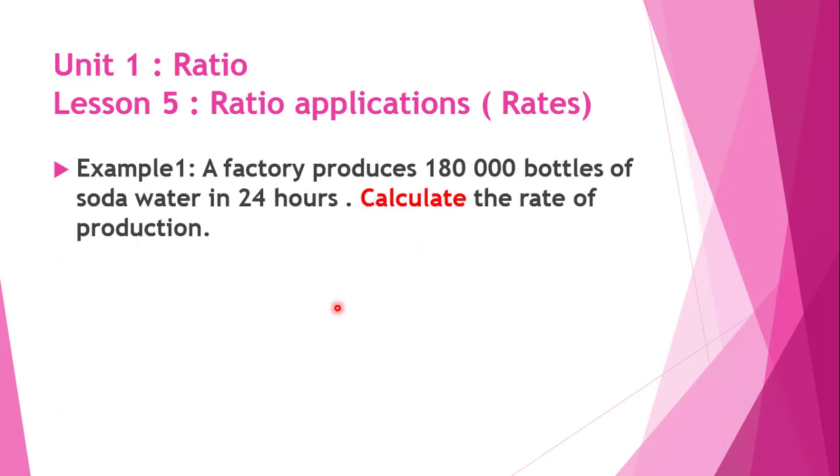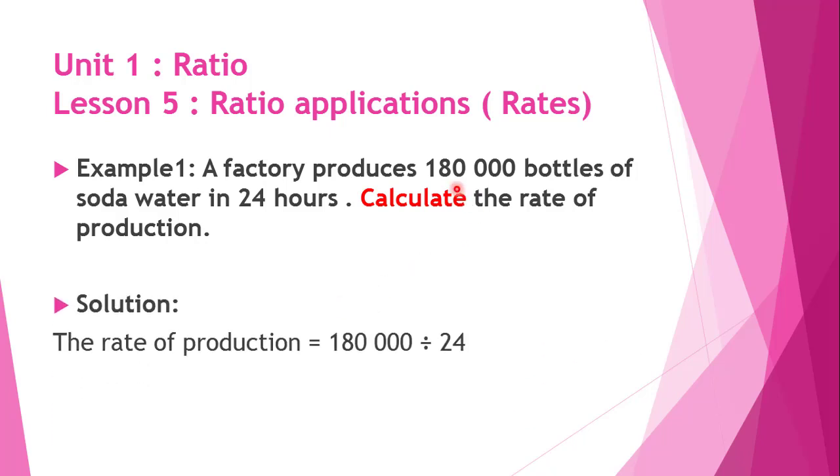The first example here is a factory produces 180,000 bottles of soda water in 24 hours. Calculate the rate of the production. Okay, I want to calculate the rate of production. It means how many bottles in 1 hour, not 24. So of course, we will divide 180,000 by 24. Okay, rates are always division. Okay, the result will be 7,500 bottles per hour. So each hour, this factory produced 7,500 bottles.